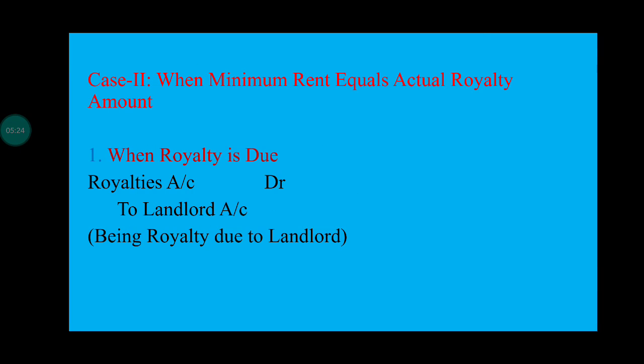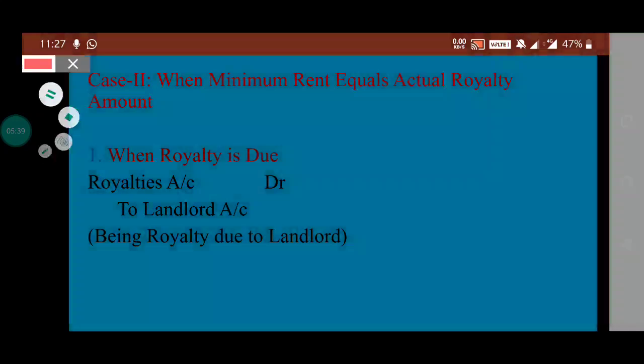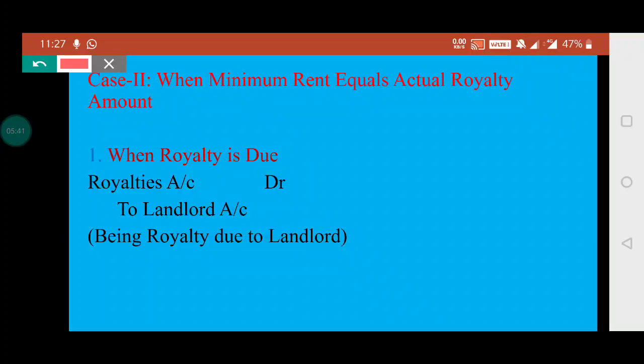In second case, when minimum rent equals to actual royalty. That means minimum rent is 50,000. Royalty amount is also 50,000. At that time, the journal entry is when royalty is due. Royalty account debit 50,000 to landlord account 50,000, being royalty due to landlord.